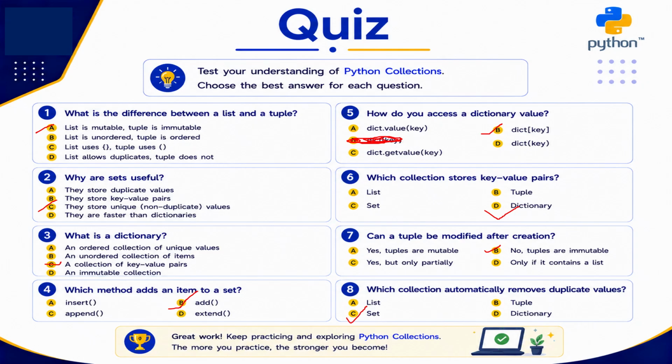Now, excellent work. If you answered most of these questions correctly, it means you have understood the concepts of Python collections very well. If you found any questions difficult, don't worry, go back, revise the topic, and practice a few more examples. The more you practice, the more confident you will become. Now let's move on to our final slide, where we are going to conclude today's lecture. Hope all the slides are clear to you.